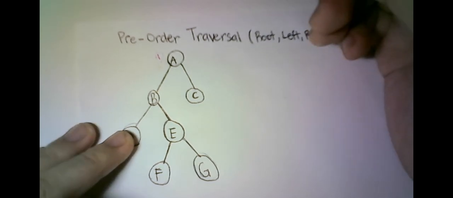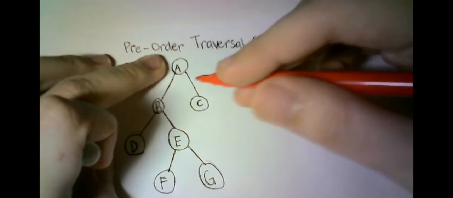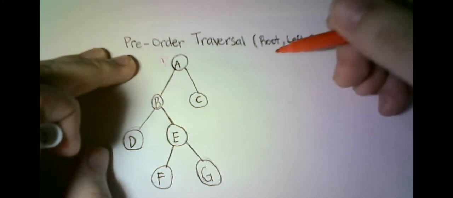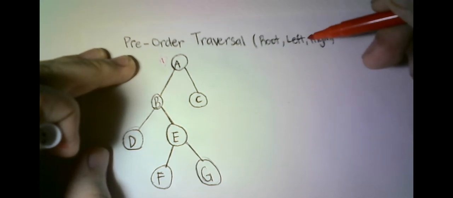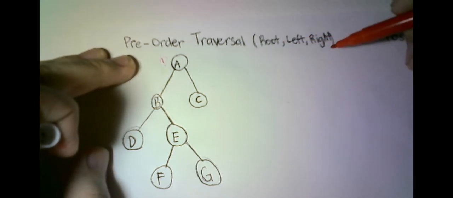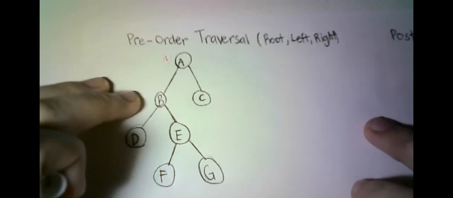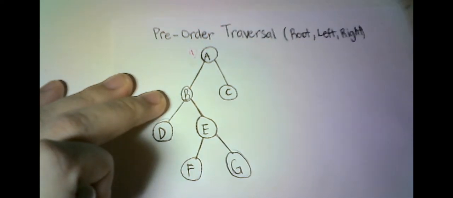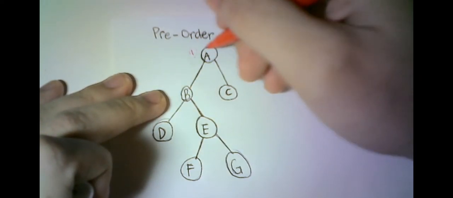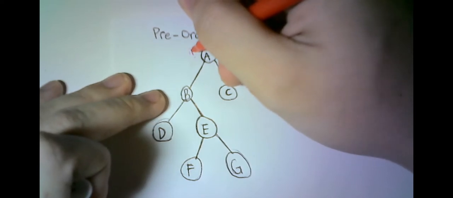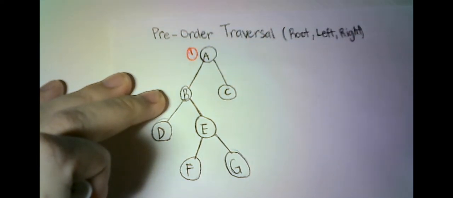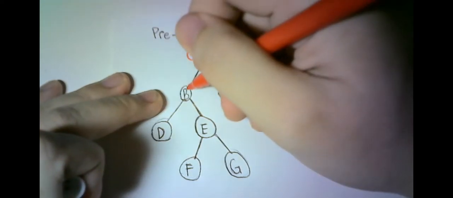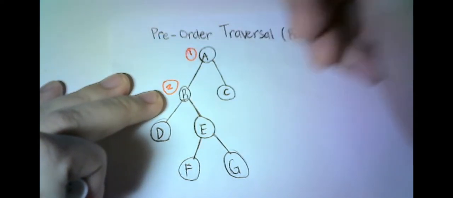Alright, so in the pre-order traversal, we know that when counting the nodes, you start from the root node, you go to the left node, then you go to the right node. So in our example tree, since we start from the root node, and our root node right here is A, then this is our first. Then go to the left, right? So our left here is B. It's the second.